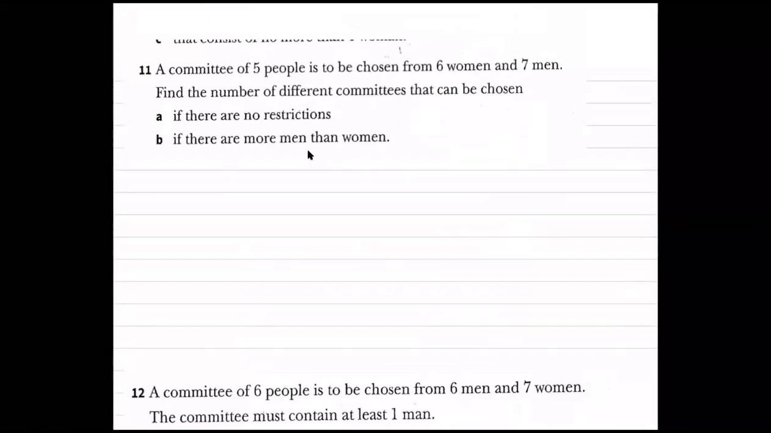A committee of 5 people is to be chosen from 6 women and 7 men. Find the number of different committees that can be chosen if there are no restrictions. So first part is easy. 6 plus 7 is 13. Out of the 13 people, I can just select 5 people. So please every time calculate the answer: 13C5, 1287. Now, if there are more men than women, how am I going to do this? Men should be more than women for this committee.